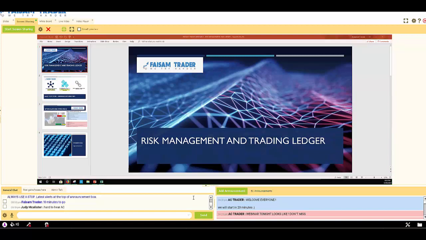Can you guys see the screen share? Just type yes or no. Awesome.